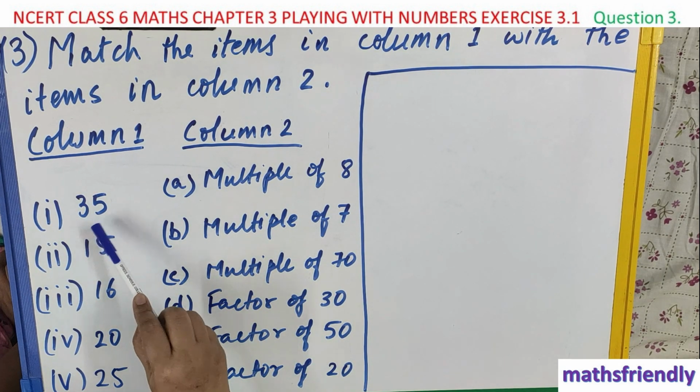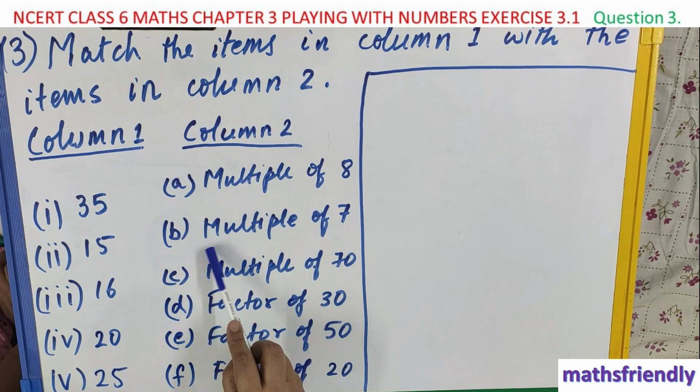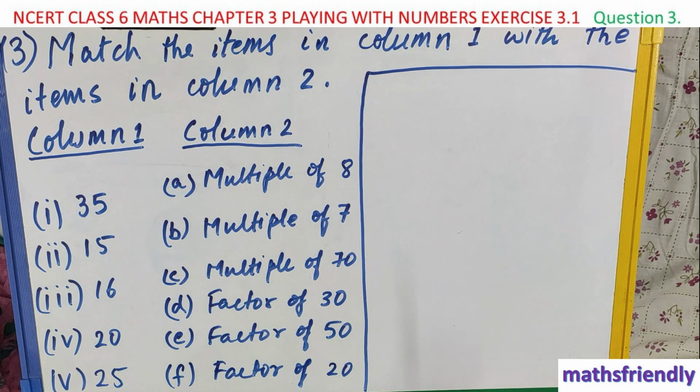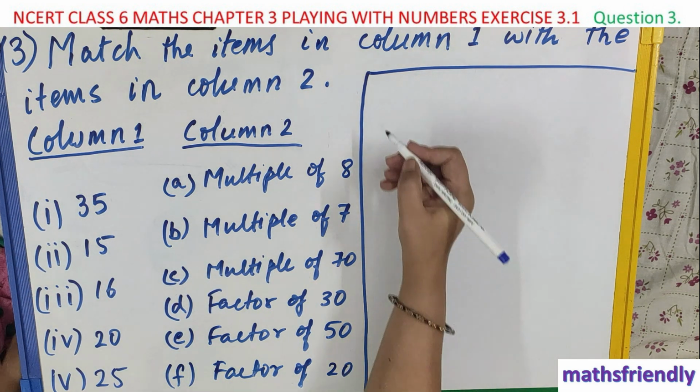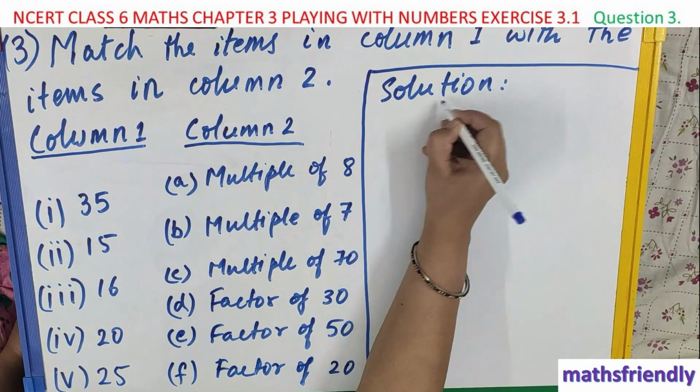This one should match with one of the items of column B. This also should match with one of the items of column B. This should also match, and this also should match with one of the items of column B. So let us see which item matches with which one. Okay, so we will do the solution here. Solution of this question.